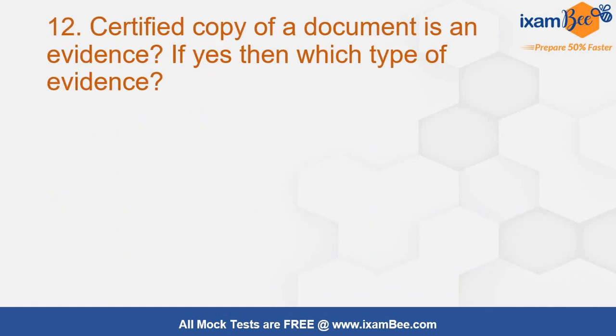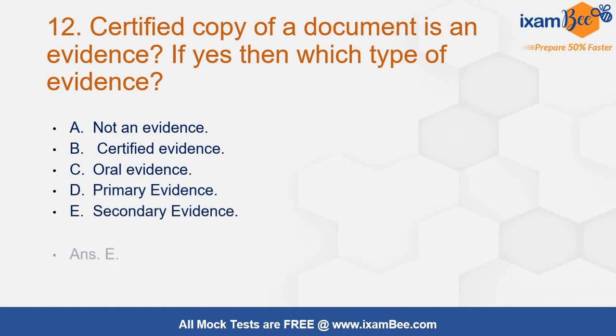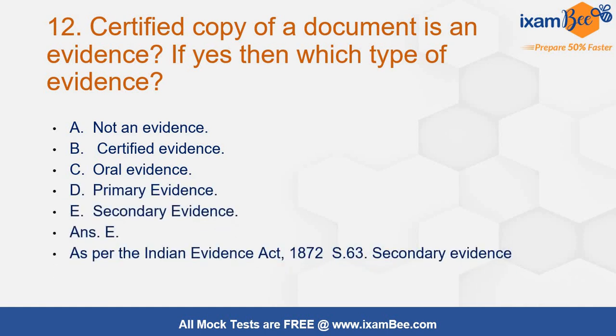Certified copy of a document is an evidence. Then which type of evidence it is? Not an evidence, certified evidence, oral evidence, primary evidence, secondary evidence. Very easy, secondary evidence. Within seconds we can answer this question. Section 63 of Evidence Act.